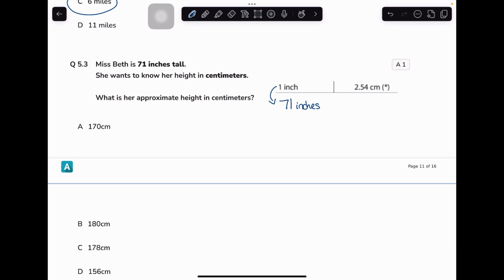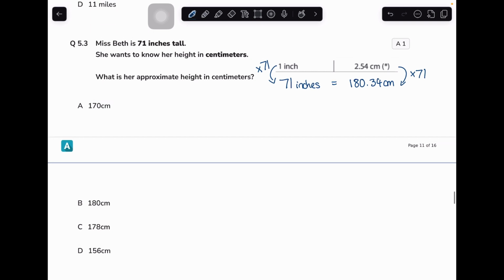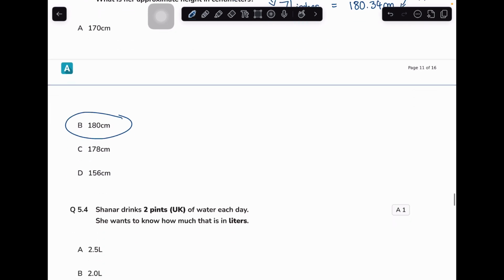So here I would be multiplying by 71. So I need to do the same thing on this side. So just grab your calculator and we're going to put 2.54 multiplied by 71, which is 180.34 centimeters. So which of these answers is closest? Well, it's going to be 180 centimeters.